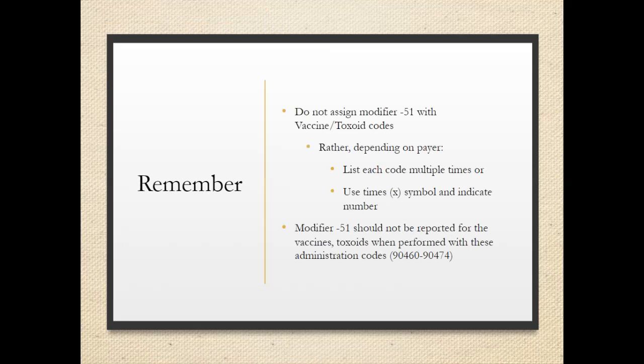You do not assign modifier 51 with vaccine toxoid codes. Rather, depending on the payer, list each code multiple times or use the times symbol to indicate the number. Modifier 51 should not be reported for vaccine toxoids when performed with these administration codes, 90460 through 90474. How are you ever going to remember that? You have to pay attention to the rules and regulations before each subsection.